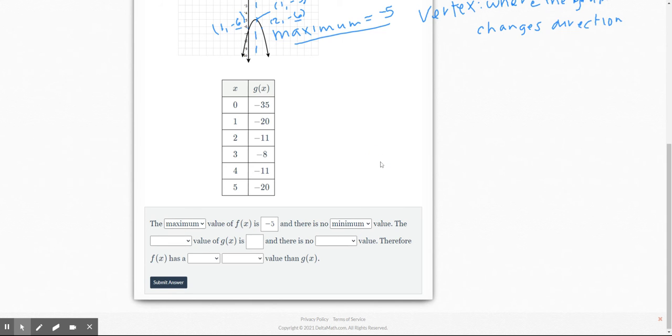Okay, well, we have to figure this out here. So we're going to make a very rough graph of what this would look like. Okay, it looks like it's going to be really low on the y-axis. So the points we have, let's call this 0, -35 here. And then we have 1, -20. Again, very rough drawing. 2, -11.